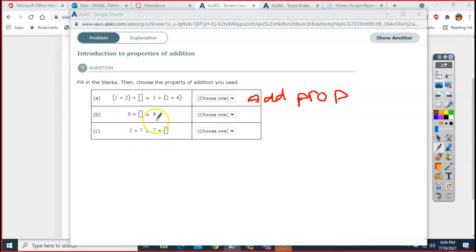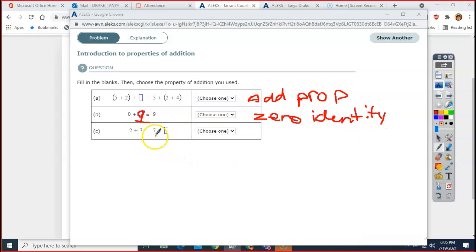Right here, it says 0 plus some number equals 9. Well, we know there has to be 9. Basically what this is saying is that I can have any number, and if I'm adding 0 to it, that number doesn't change. So this is the 0. I don't think it says 0, I think it says identity property. 0 identity, or just identity. We're going to see it in a minute.